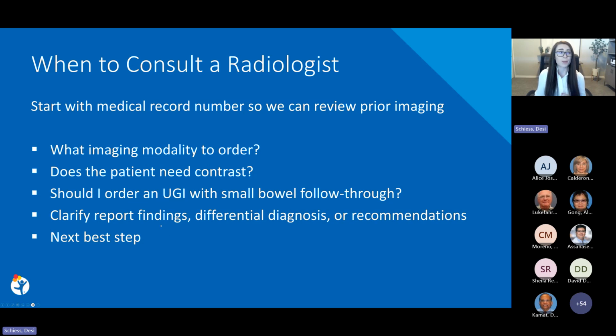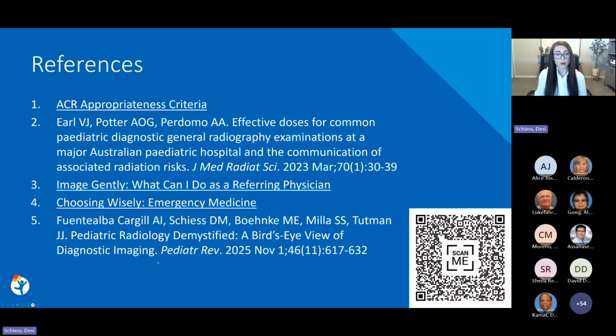Half joking, but I would much rather get this phone call rather than having to track down a provider later to clarify the order. Another reason to call a radiologist would be to clarify the report findings, differential diagnosis, or recommendations. Also, we can sometimes help determine the next best step after imaging. To learn more, check out this paper that was recently published in Pediatrics in Review.